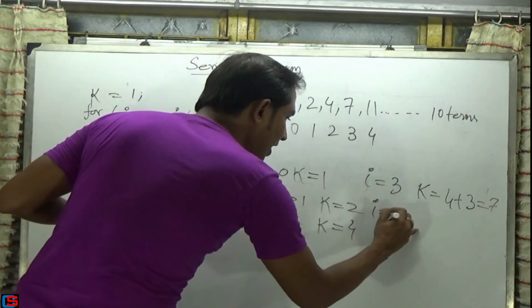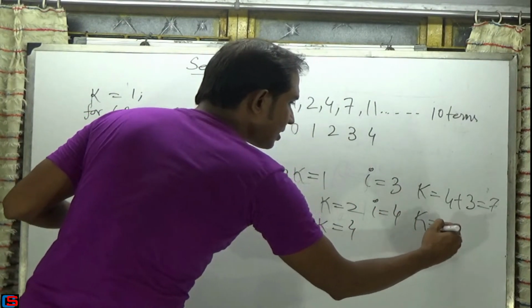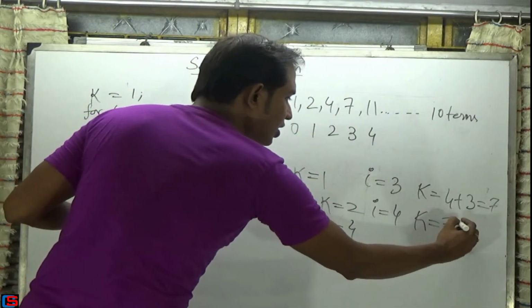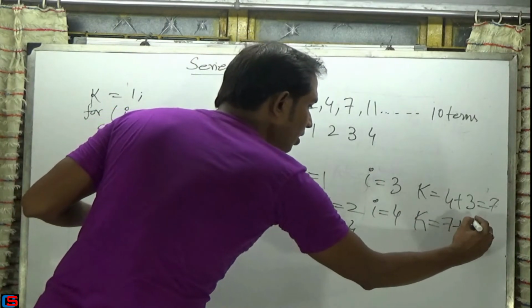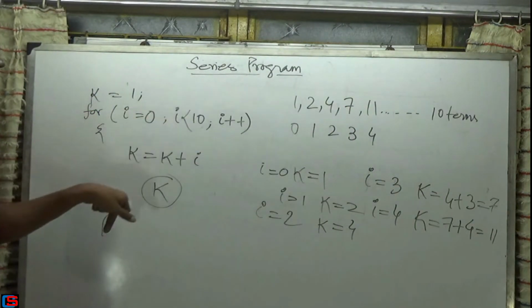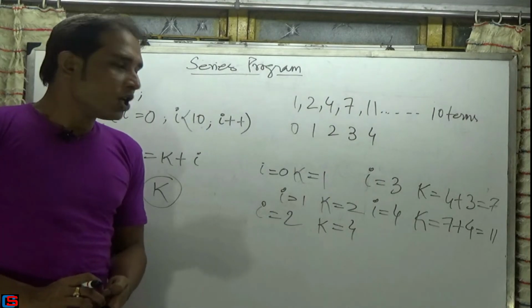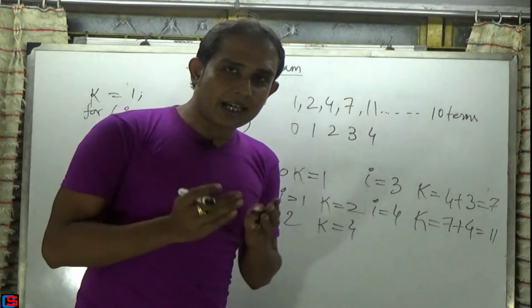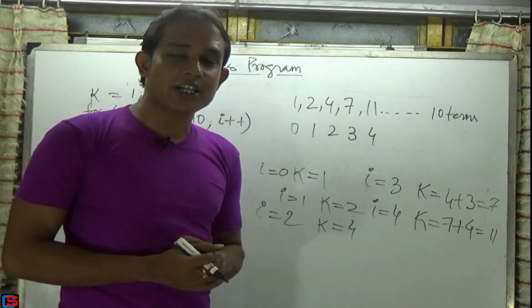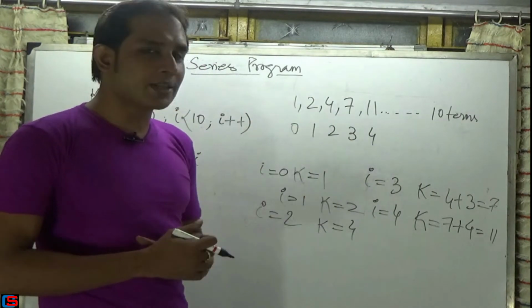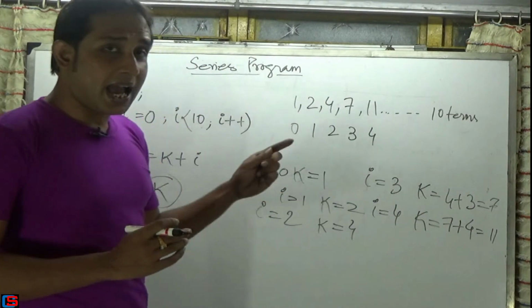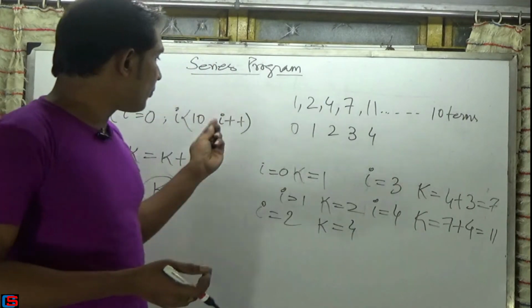Now if the value of I is 4, then k equals to k plus I, and the current value of k is 7. So 7 plus the value of I, which is 4, is 11, and k is printed here, so 11. In this way this series is printed. In the previous series programs we used the trick of writing the index position, but this series program works a little differently, by using the index number and assigning an extra variable before starting the loop.